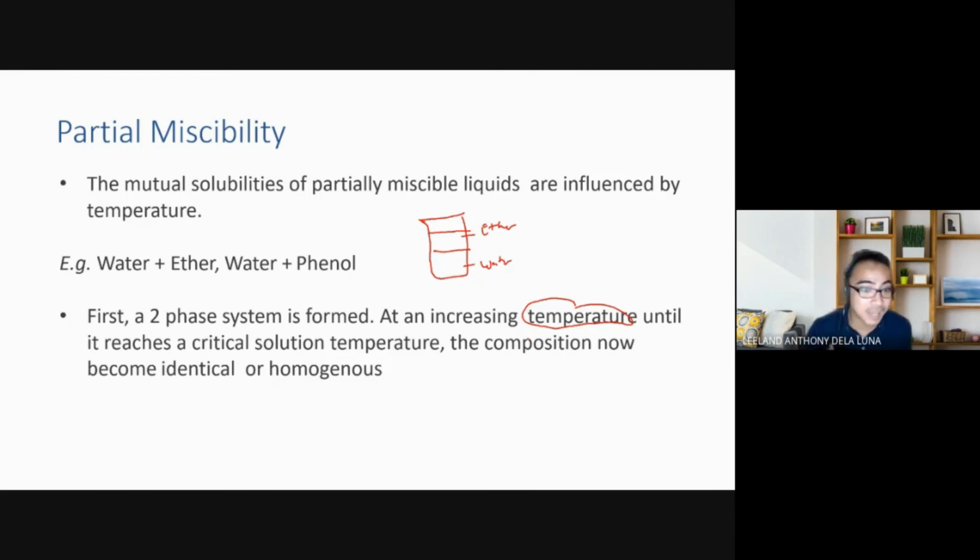It still gives me a homogeneous mixture. Okay, pag sabi ko homogeneous, completely dispersed. Right? As long as I keep that temperature hot. Okay? Pero kasi pag malamig na yung temperature na yan, obviously, maghihiwalay ulit yan.